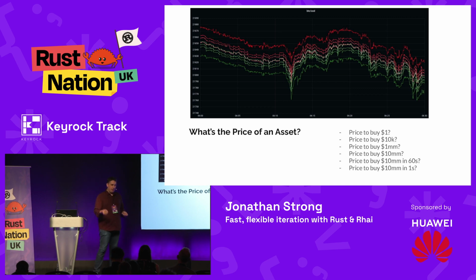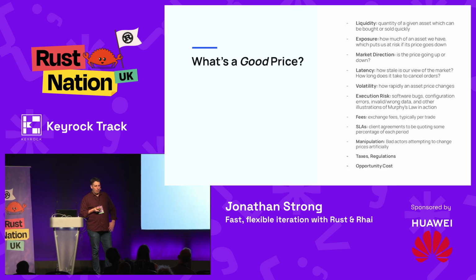And so what this chart represents, and by the way, this chart was generated with a Rhai script, is the price that you would have to pay to buy or sell more and more of the asset. The top line, the darkest red line, is to buy $5 million worth of the asset, and the darkest green line would be to sell $5 million of the asset. And as a market maker, when we are trading many, many different markets, we're interested in what is a good price to buy or sell something at. And there's a lot of different considerations that go into that.